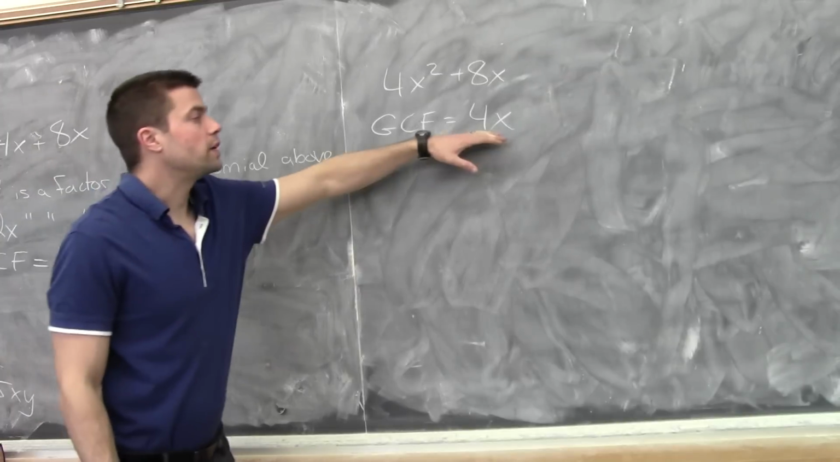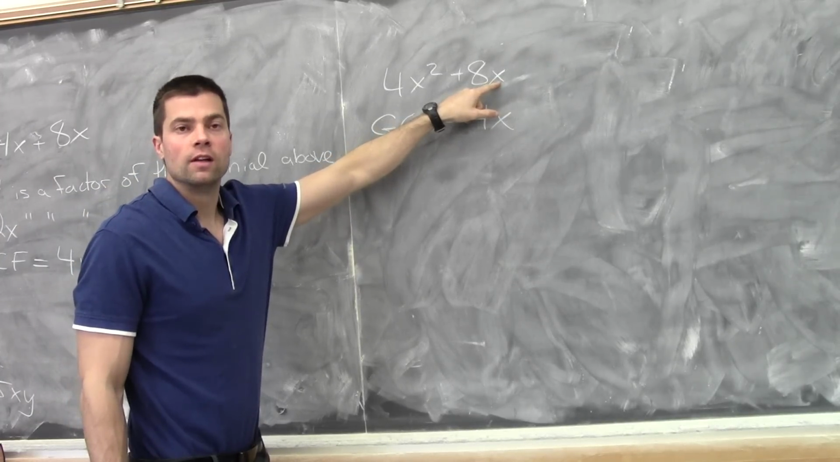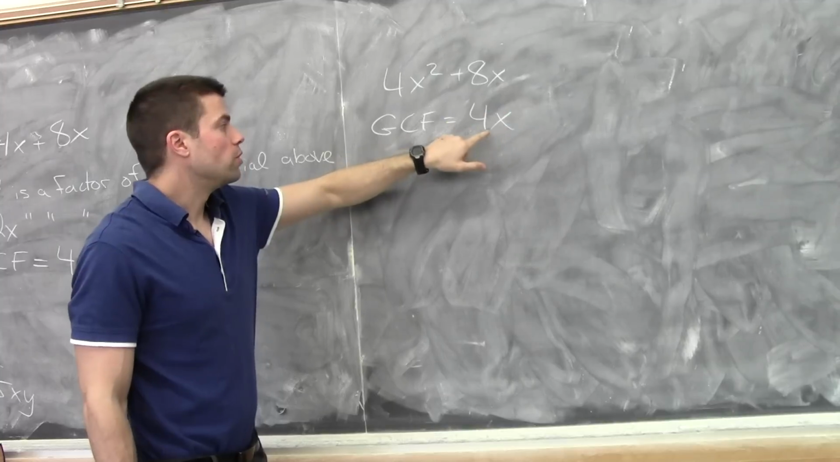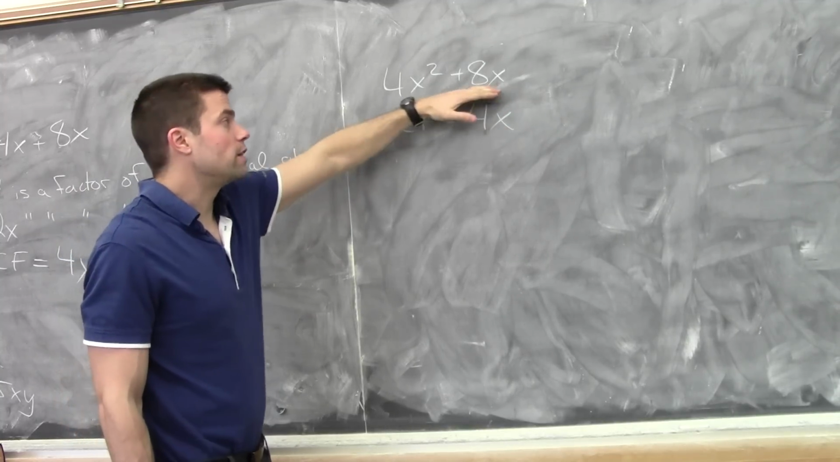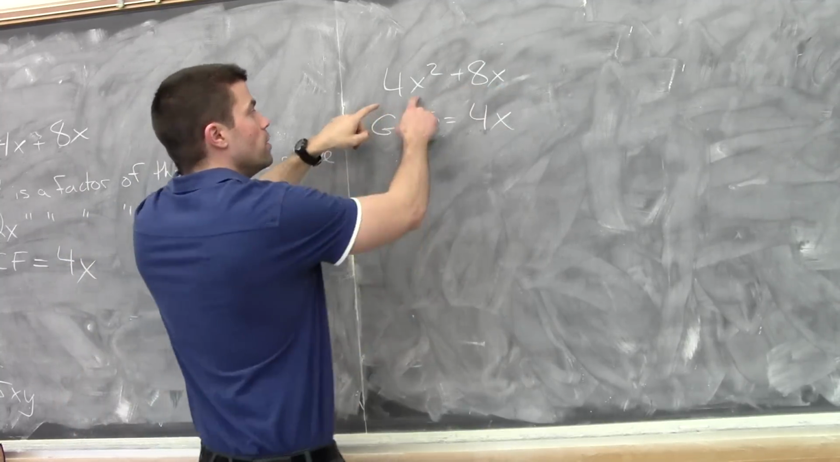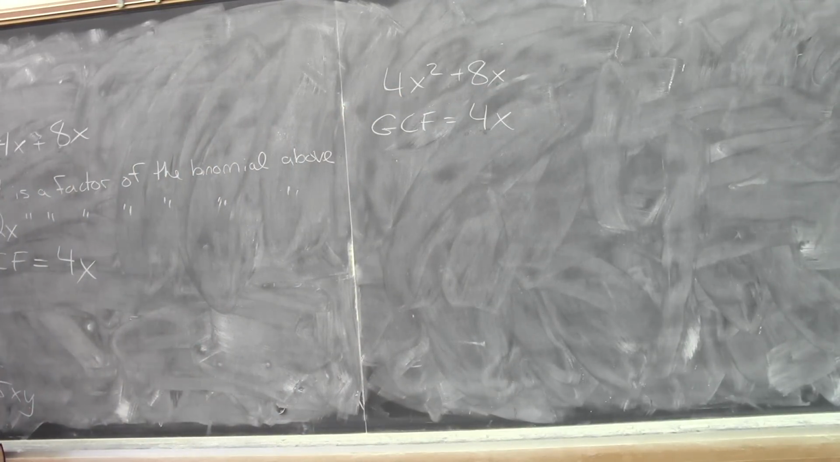The reason why is because you can't go higher than x because this term doesn't have anything higher than x. So your greatest common factor is really limited by the lowest number or variable. And that's how I want to teach it to you. That's how I want you guys to recognize what the greatest common factor is.